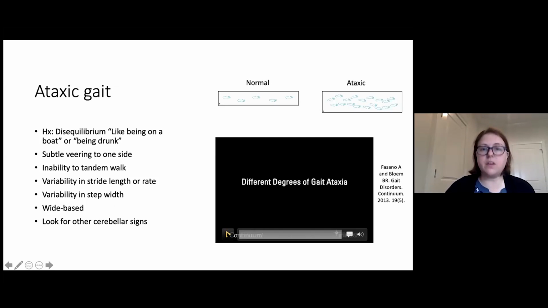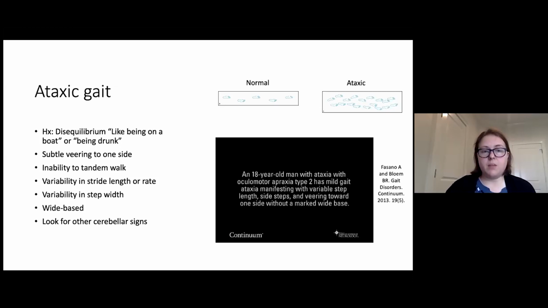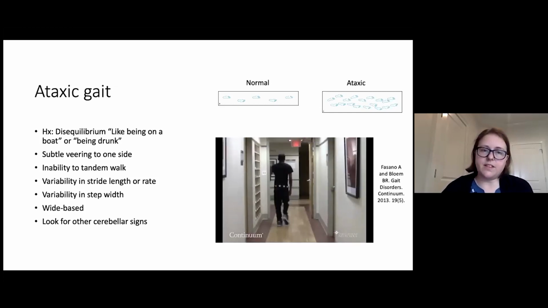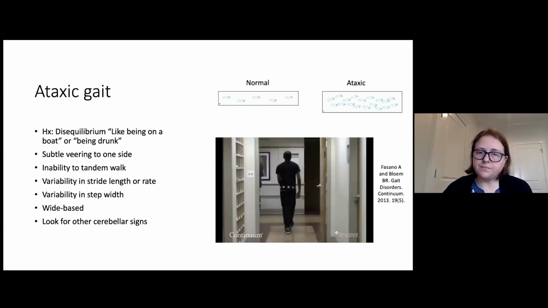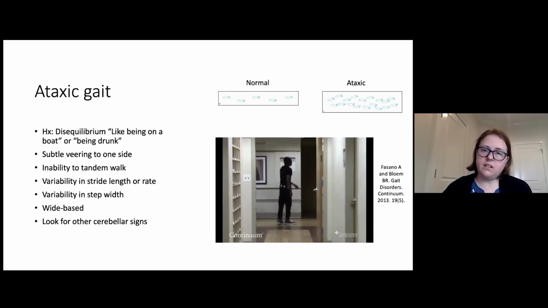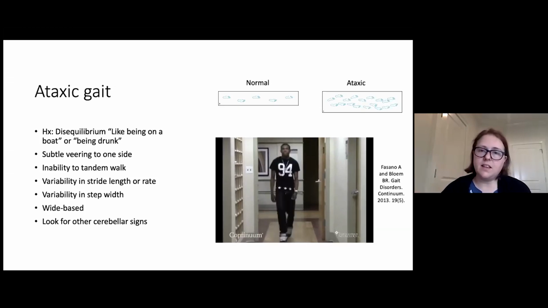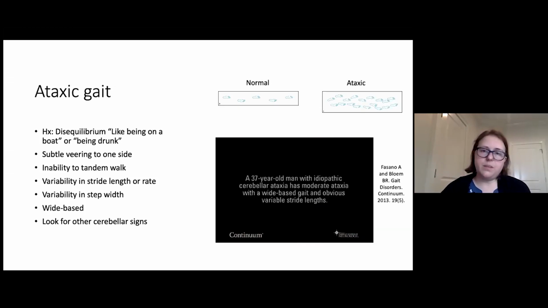I'm going to show you this video that shows different degrees of gait ataxia, starting from early ataxia and moving towards a more marked ataxia. And again, the individual diagnoses here are not that important. There are numerous causes of ataxia, both genetic and acquired. Okay, come back. So this patient has a little difficulty with the turn. He kind of veers to the right. Okay, stop right there. But it's fairly subtle. His gait's still narrow. Now we'll see a more moderate ataxia.